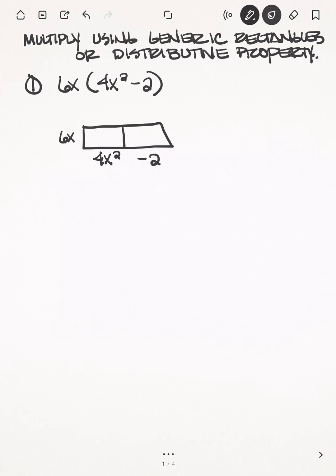Well, I multiply the length times the width to find the area of my rectangles. So 6x times 4x squared would be 24, and then x times x squared would be x to the third, because there's 3 x's there. If I pull the 6x across and multiply this length times width to find the area of this rectangle, I would get negative 12x.